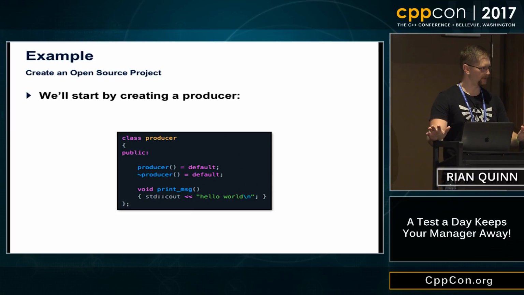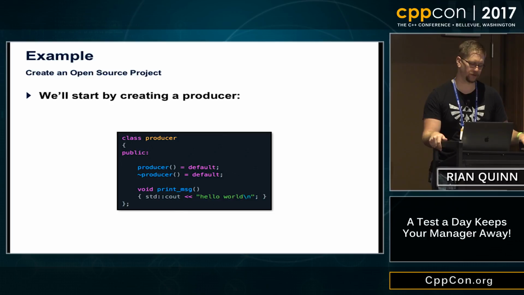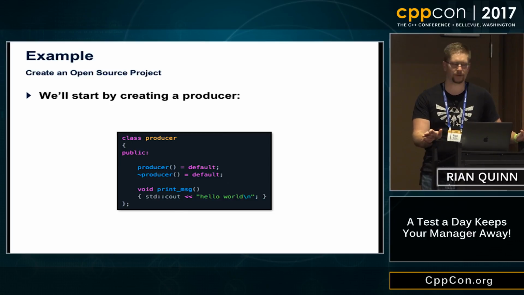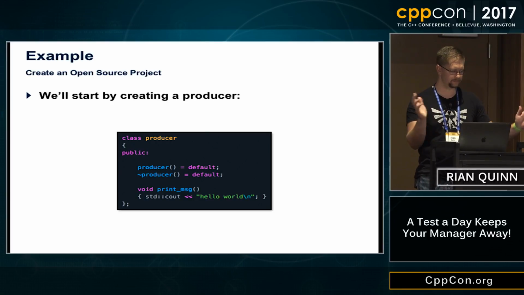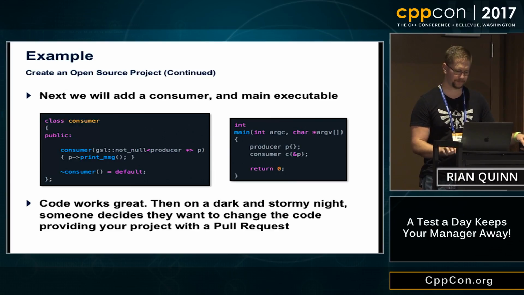We have this critical requirement from our customer that we have to be able to create this application that can print hello world. And so we're going to create a producer that spits out hello world. Very simple. We're then going to create a consumer that consumes this producer and then runs its print message program.